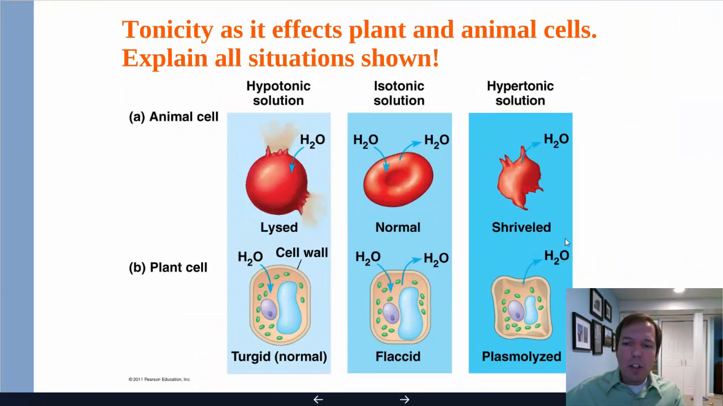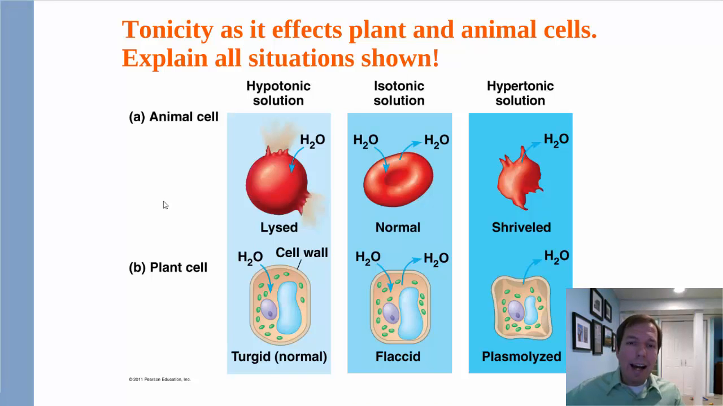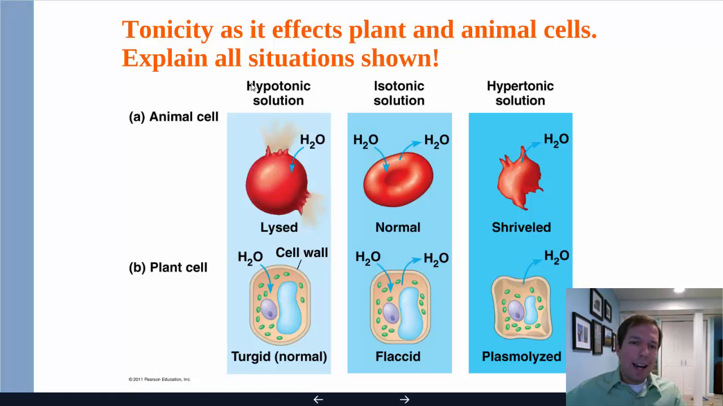If you look at each of these situations, you should be able to explain, based on osmosis, what is happening. Remember, osmosis is the movement of water towards a higher solute concentration. Now, if a cell is in a hypotonic solution, that means that there is more solute inside the cell and less solute outside of the cell. So water is going to move towards where there is more solute.